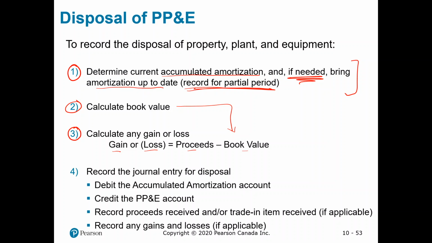Now, once you've got all of this information, you can go ahead and record your journal entry. So we're going to close the accumulated amortization for that asset and close the PP&E account. So debit accumulated amortization based on the value we found in number 1. We'll close the PP&E account and we close the cost, so get rid of that cost. We'll then record the proceeds received or a trade-in value, which we'll look at in the future. But if you sell it for cash, you would record a debit for that cash. And then if there was one, you would record any gain or loss.